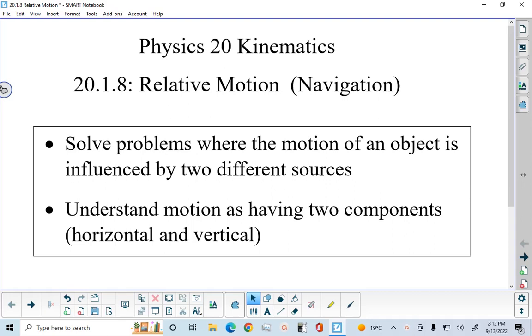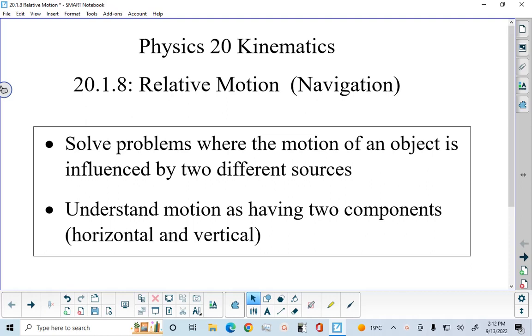Good morning, everyone. What we're looking at today is lesson 1.8 in this unit, which deals with what's called relative motion or navigation. And your book should be open to page 35 of the unit handout. We're going to be solving problems today where the motion of an object is determined or influenced by multiple sources.